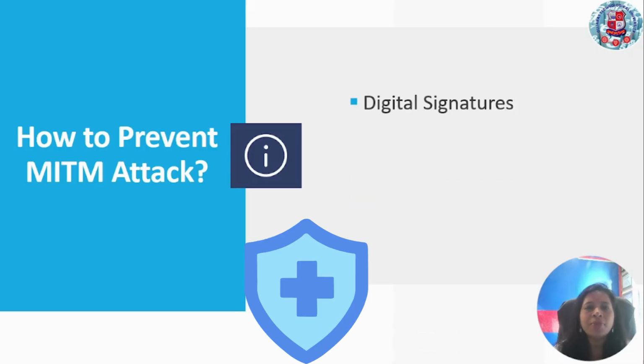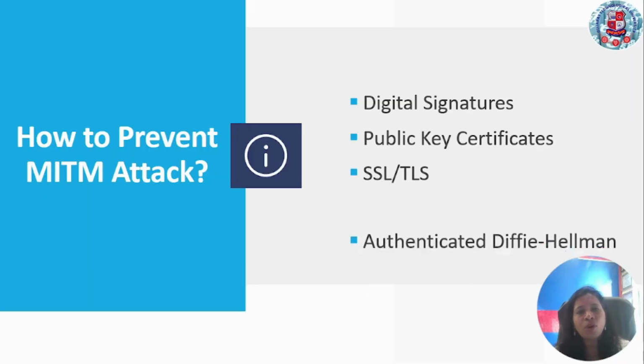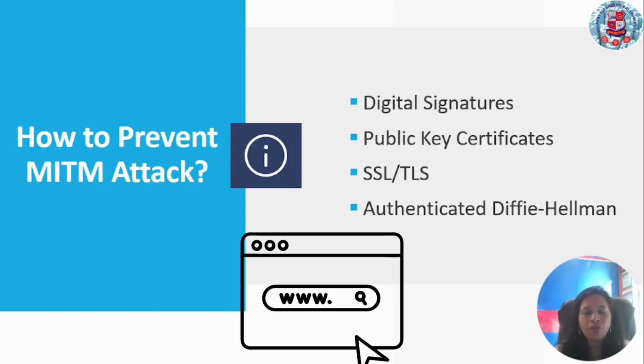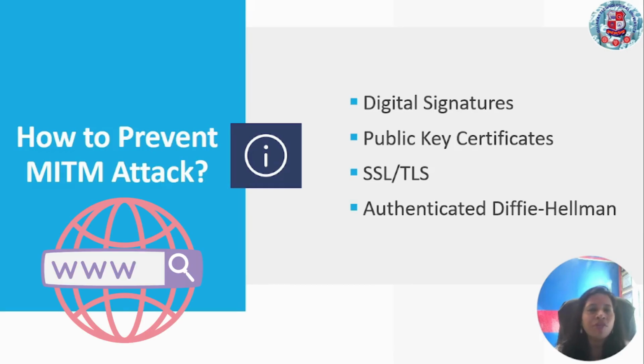Now how to prevent this attack? To prevent man-in-the-middle attacks, we use authentication mechanisms like digital signatures, public key certificates, and SSL and TLS protocols, adding authentication to the Diffie-Hellman key exchange algorithm. For example, HTTPS websites use authenticated key exchange to prevent such attacks, and use digital signatures to verify the identity of the server.